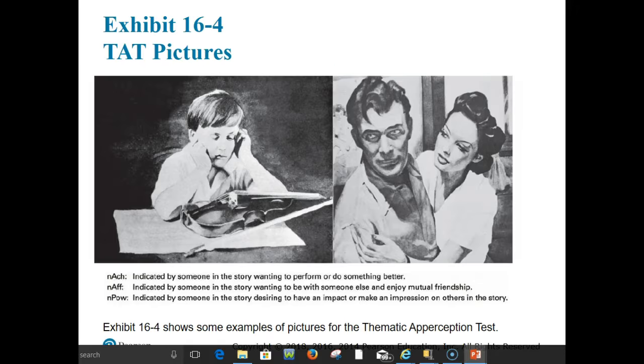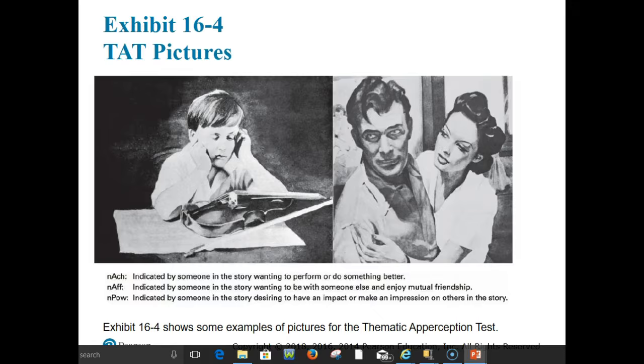So all three of these needs can be best measured by using a projective test known as the thematic apperception test, or the TAT, in which respondents react to a set of pictures. Each picture is briefly shown to a person who writes a story based on the picture. Now we're going to look at Exhibit 16-4 here for some examples.